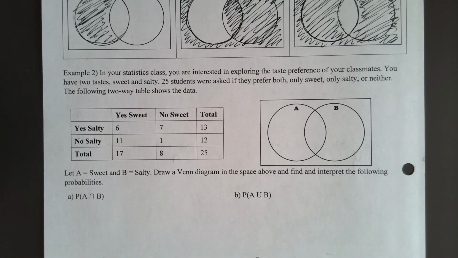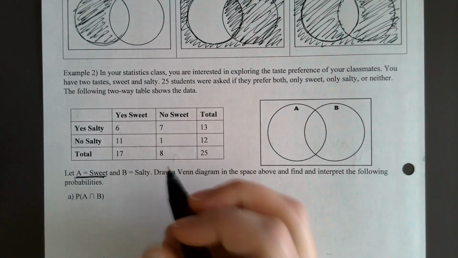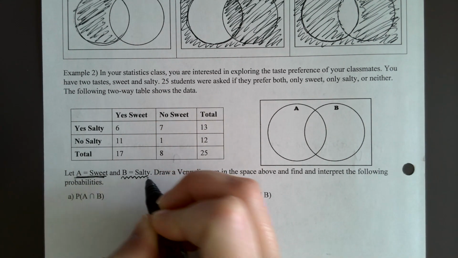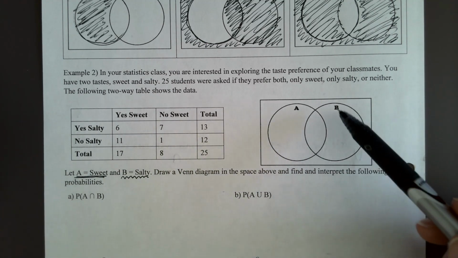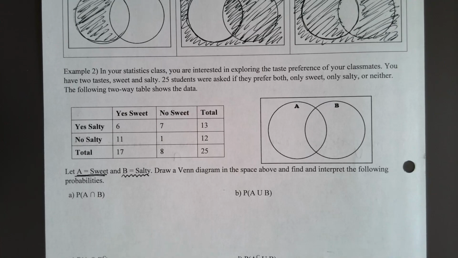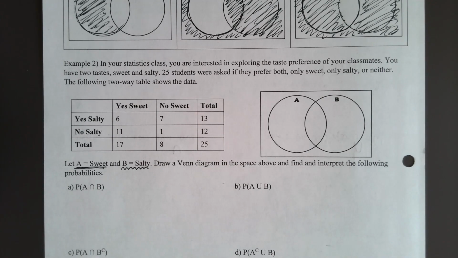So where I always like to start is figuring out, okay, what does event A mean and what does event B mean? So event A is going to be that they prefer sweet. And event B is that they prefer salty. So everyone here is going to be preferring sweet. Everyone here is going to be preferring salty. Where I like to start with everything is in our middle, in our intersection. So where did they prefer sweet and salty?